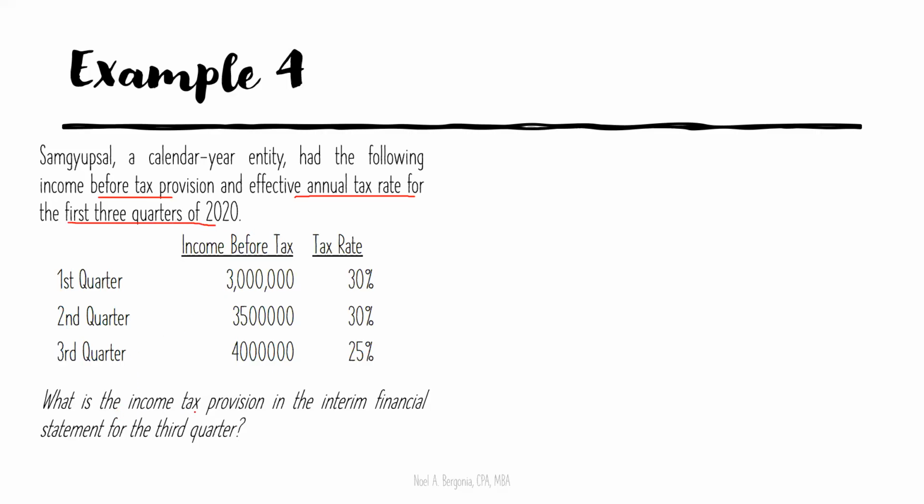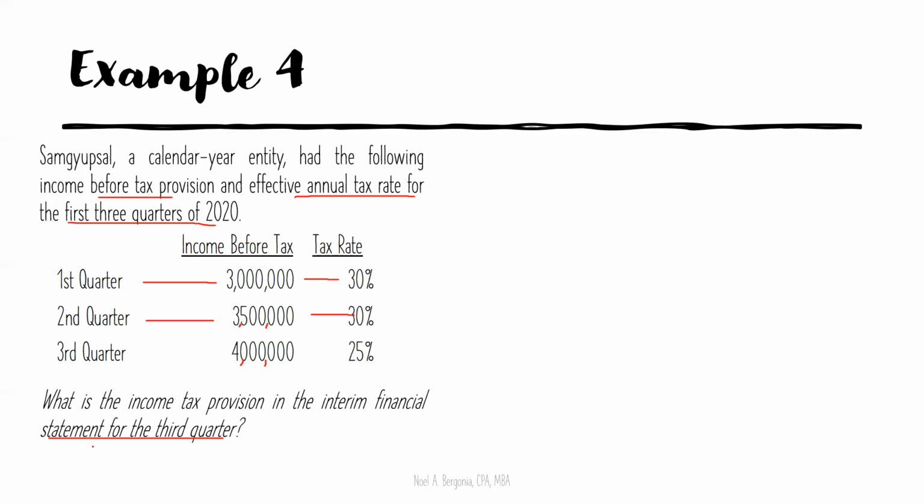What is the income tax provision in the interim financial statement for the third quarter? By the way, in the Philippines this does not happen, because the effectivity of a tax rate change happens at the start of the year. So don't worry, in actual practice this won't happen. Let's just discuss it based on the concept used in IAS 34. In the first quarter you have 3 million at 30%. In the second quarter we are still at 30%. But in the fourth quarter we will have 25% only, so it decreased.